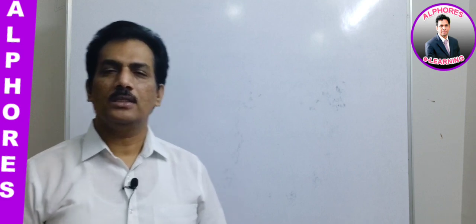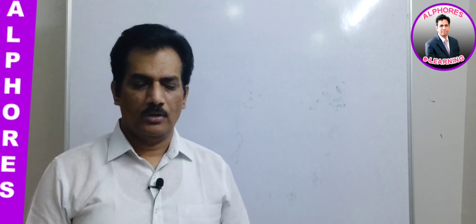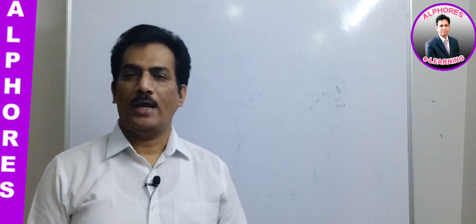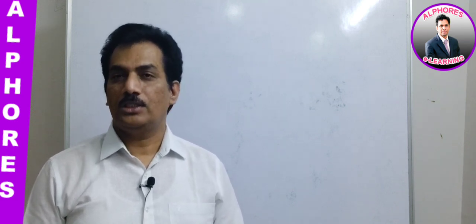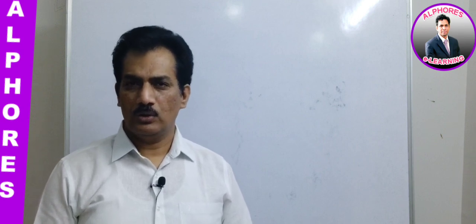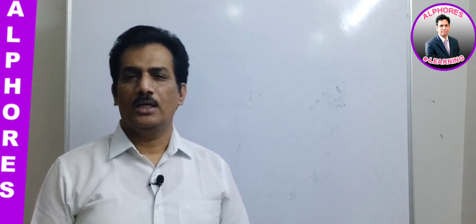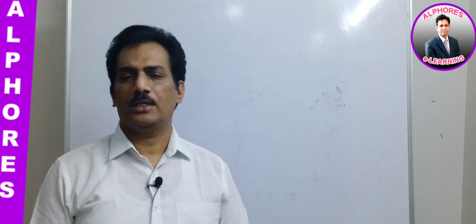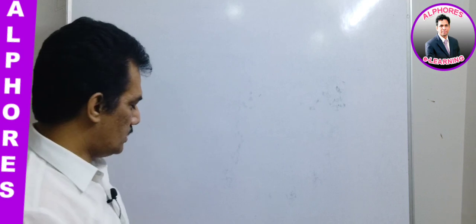In previous sessions, I provided you some compounds to find the oxidation state of the element that is underlined. I hope you solved all those. Now let me give the solution or the hint for solving those problems. First, let us start with the first compound.